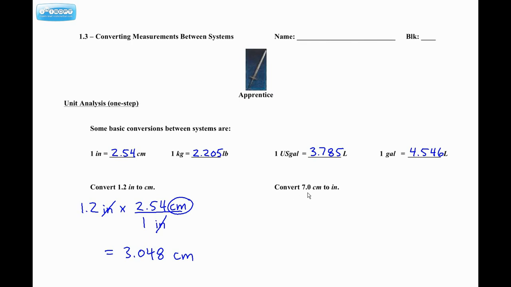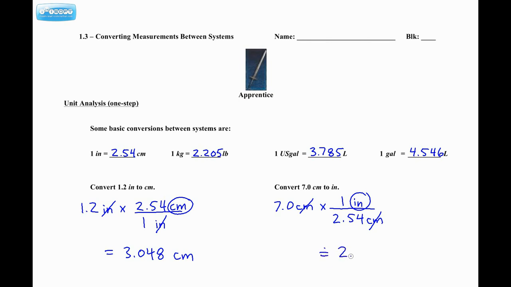Next, we'll convert 7 centimeters to inches. Now I know that an inch is larger, so hence this number is going to have to get smaller. 7 centimeters. And we want those to cancel, so that means this time the 2.54 centimeters goes down here. So the 1 inch goes there. We cancel out the centimeters. I'm still left with inches on top. So in this case I have to divide. So 7 divided by 2.54, and I get a gross looking decimal, so I will round it.